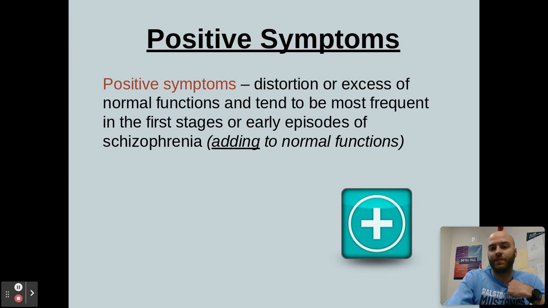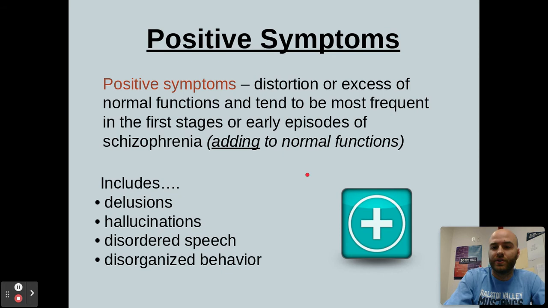So a positive symptom in schizophrenia is distortion or excess of normal functions, and tends to be the most frequent in the first stages or early episodes of schizophrenia. So you're adding to your normal functions things that should not be there. So for example, delusions, hallucinations, disordered speech, and disorganized behavior are all positive symptoms, additions to your normal functioning that are impacting your day-to-day life.